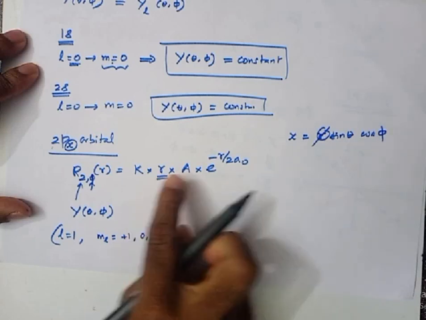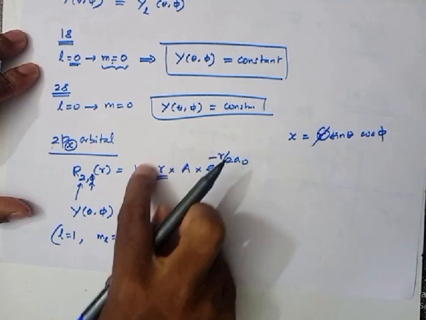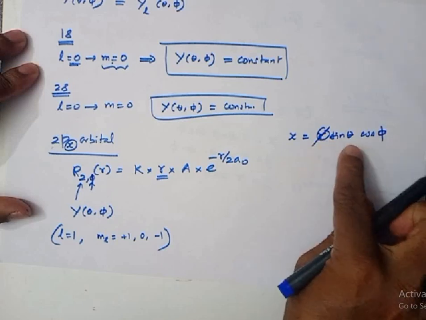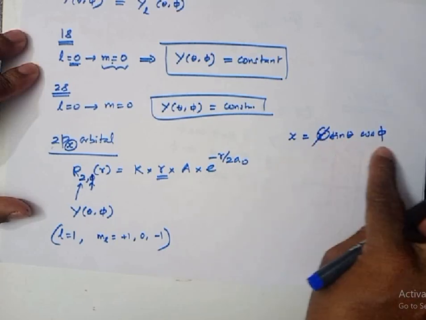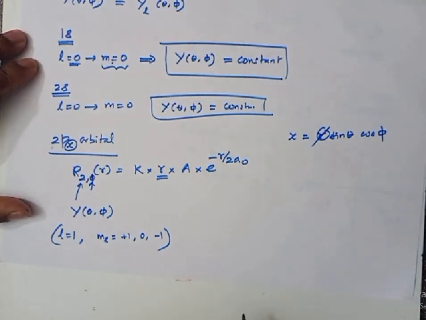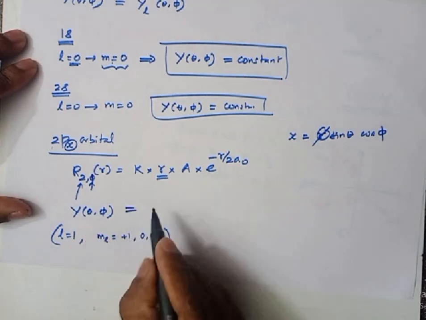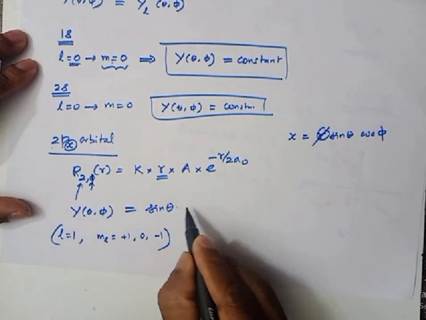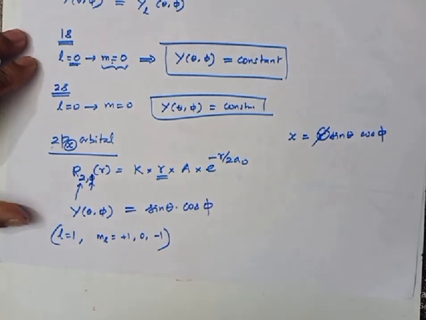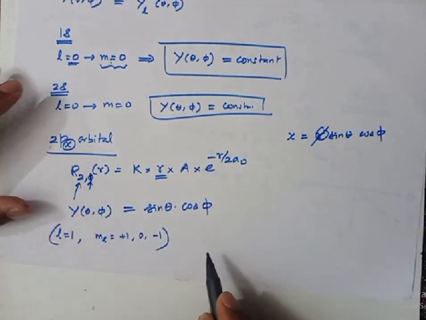The radial part is included in this equation, so don't worry about the R. You take only this function. What's the function we have? Sin theta cos phi. So the angular part is sin theta into cos phi. That's all. Very simple. Now, what is the overall wave function?